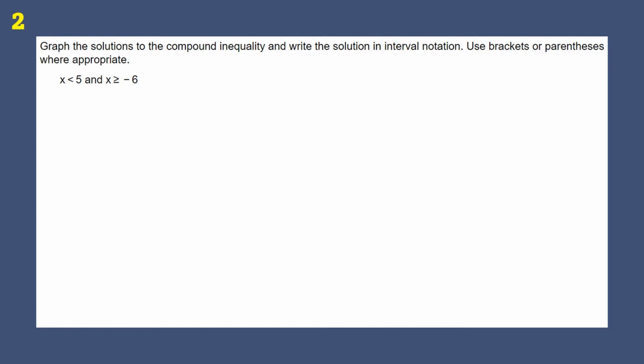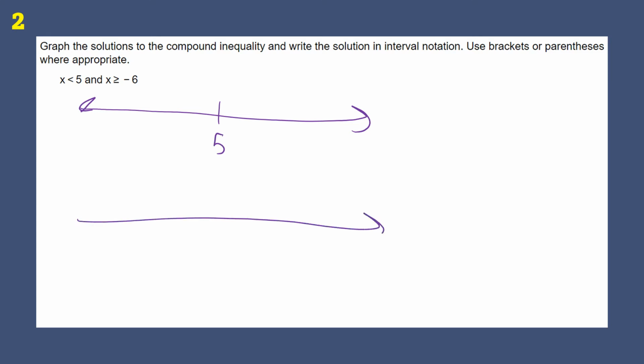Graph the solutions to the compound inequality and write the solution in interval notation. Use brackets or parentheses where appropriate. So first we're going to graph it. I'm going to graph each of these. We have our first one, and I'm going to put a 5 there. On our second number line, I'm going to put a negative 6. Now I have to think about where negative 6 is in relation to 5. If 5 is there, then I might say 0 is right here, and negative 6 is over here.